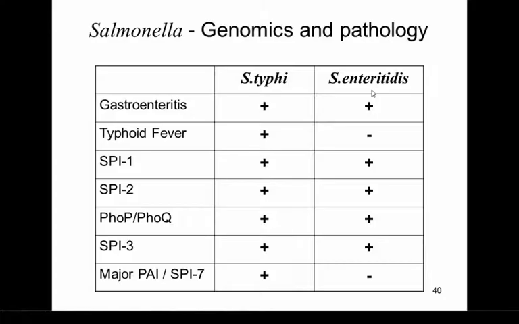So the big difference between them is this one: SPI7. SPI7 codes for the protein that allows the synthesis of the capsule antigen. So once again, as for Streptococcus pneumoniae, the capsule antigen is a major determinant of pathogenicity.